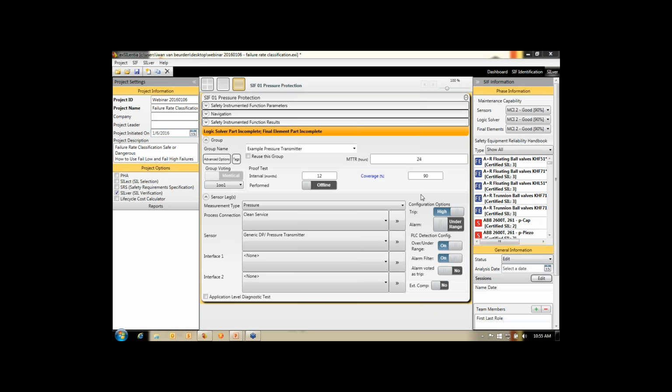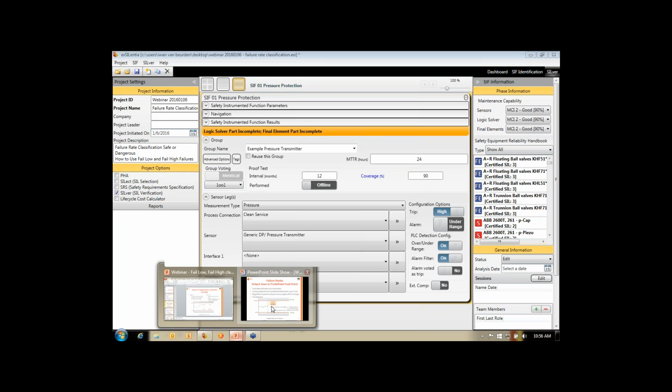Is there a difference between the normal analysis and a NAMUR analysis? No, it's just predefined output ranges. So 3.6 and 21 milliamps are predefined output ranges that are defined in the NAMUR document, and I had that on one slide.